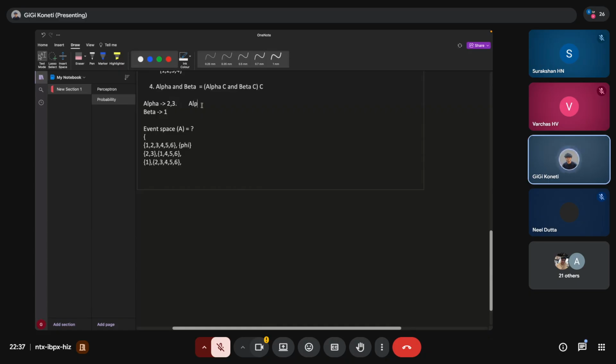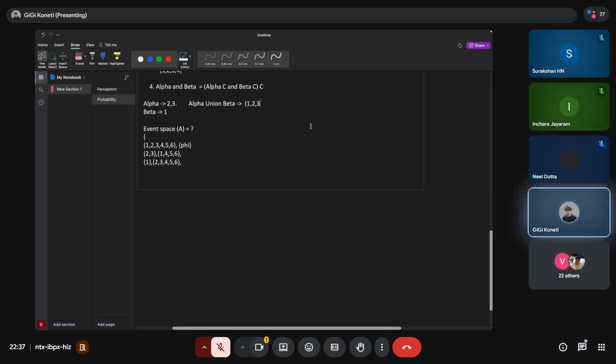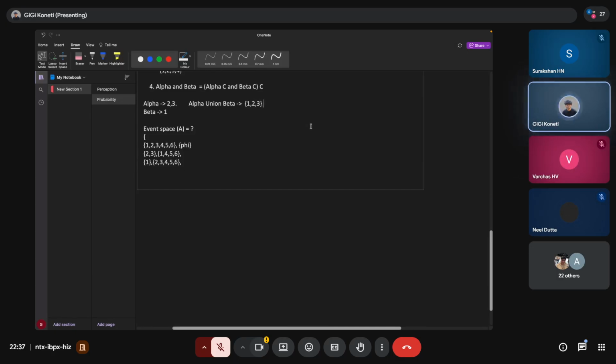Then we will be considering alpha union beta. What will this be? The union of 1 and 2, 3 will become 1, 2, 3, right. So we write 1, 2, 3 here as well, and we take its complement, so it will be 4, 5, 6. You must notice that these things are not repeating here. This set is not a repetition set. Every set in this superset should be distinct.